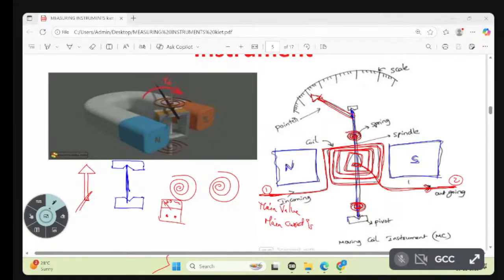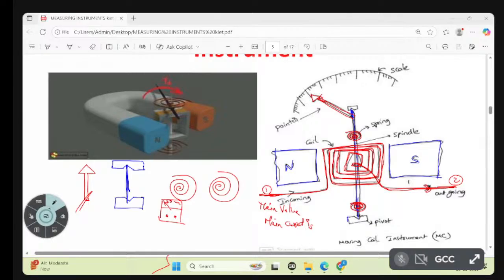So here also same. Whenever a current is flowing in this coil or conductor, the conductor is placed in a magnetic field and will experience a force, and spindle ఉంది కదా, ఈ coil start rotating. 360 degrees వెళ్ళదు. Why? Because here we are having two springs. So controlling torque can be obtained by these two springs. At the point where it is showing the value, there is deflecting torque.